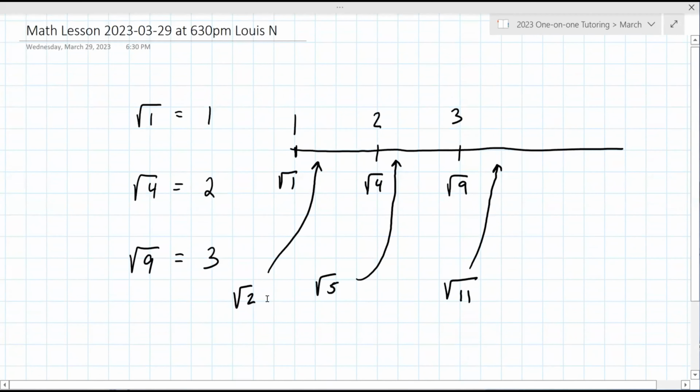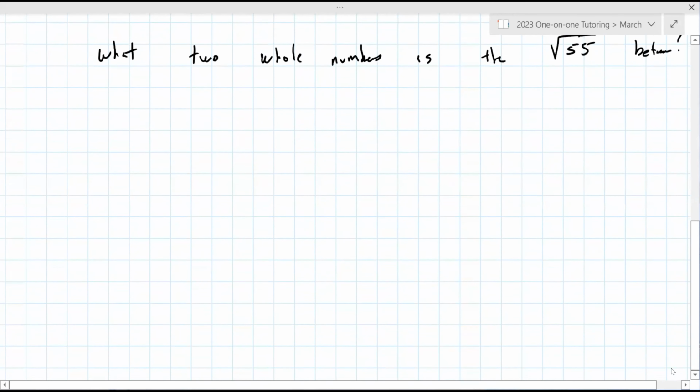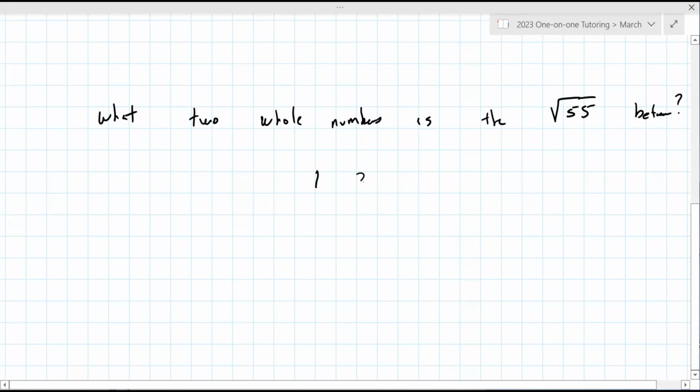Let me show you an example here. The square root of 2 falls here. Do you agree that it falls between 1 and 2? Yes. The square root of 5 falls between 2 and 3. And the square root of 9 falls between 3 and 4. So I'm looking for an answer here like 1 and 2, or 2 and 3, or 3 and 4.